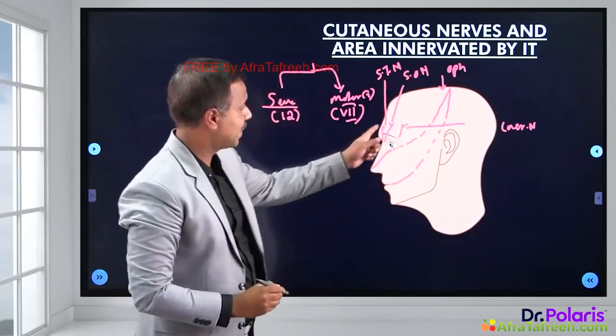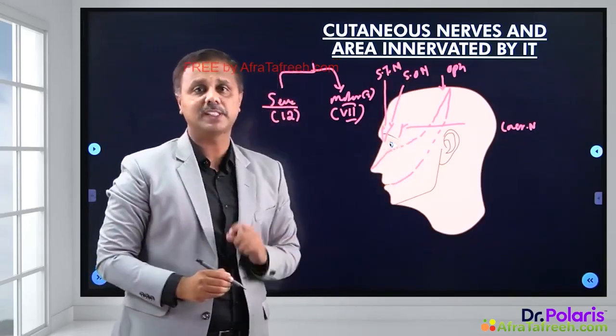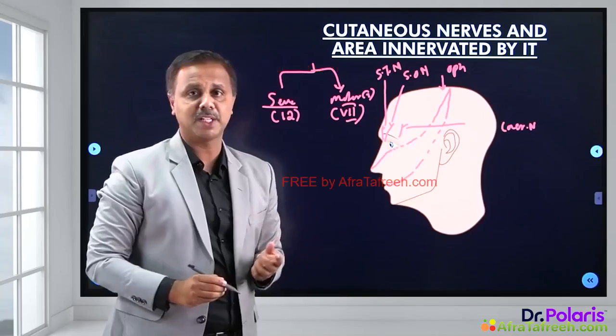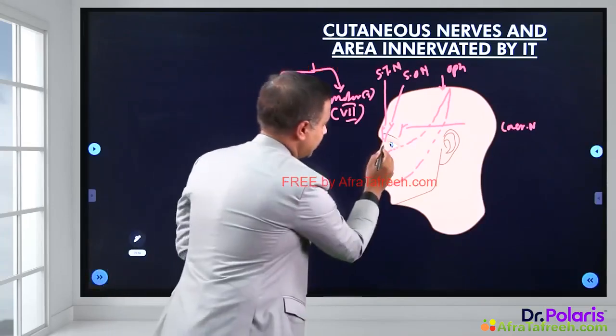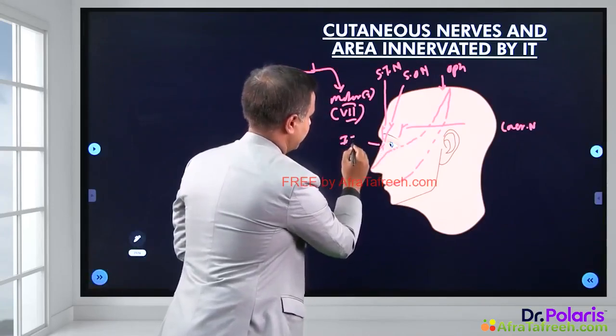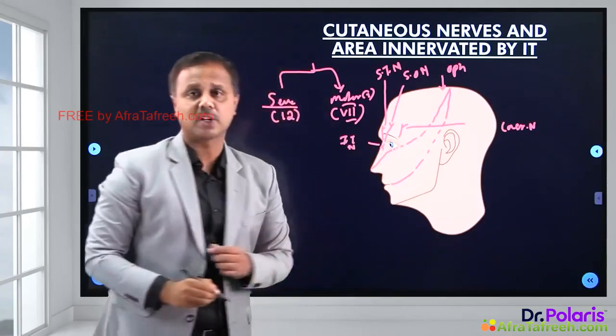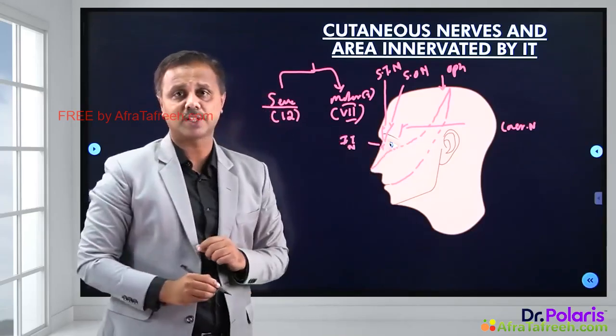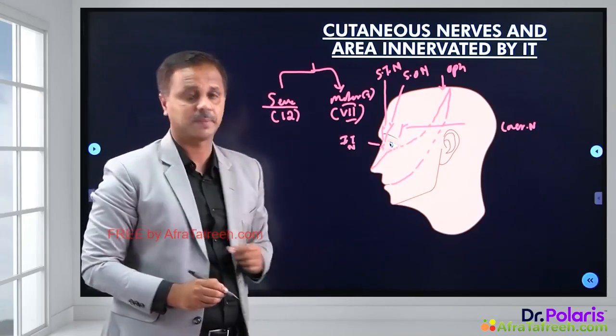Done. Now these are supplying the medial part of the scalp. If there is a supratrochlear nerve, there has to be an infratrochlear nerve. Then this is our infratrochlear nerve. Now what is this infratrochlear nerve supplying? It is innervating the skin over the dorsum of the nose, close to the root.